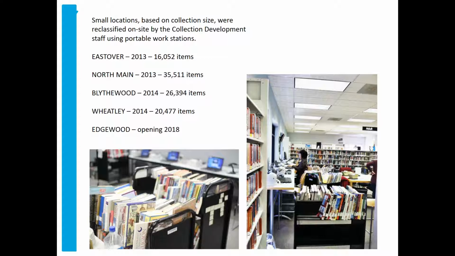The small locations were the first ones that we reclassified. I have included some collection numbers just so you can kind of see the scale of differences in the locations. These numbers are not just nonfiction, they're for the entire collection. The small location material does float, but it only floats among the small locations. And we expected that those collections would stand alone as their own collection with their own scheme.